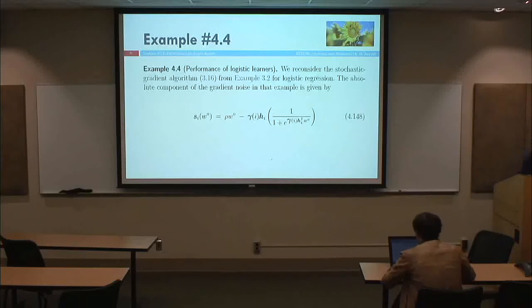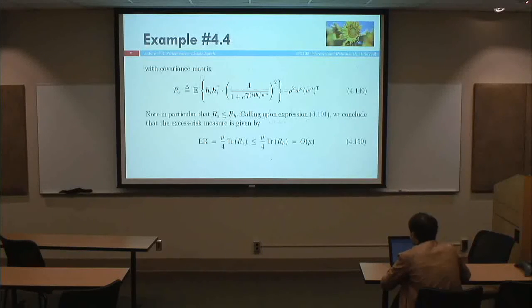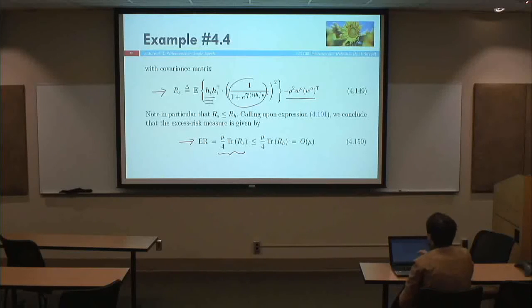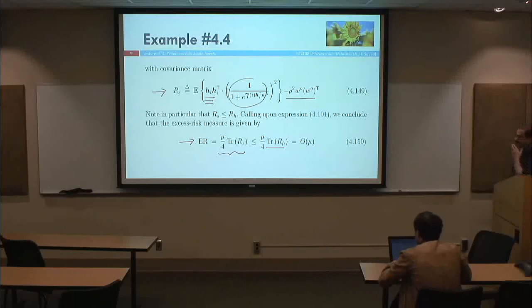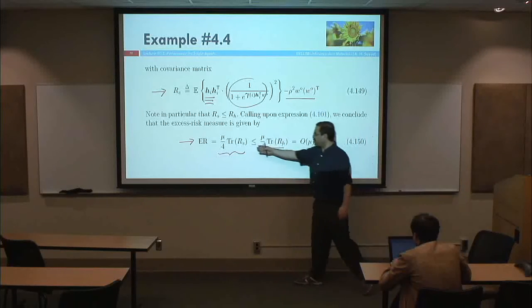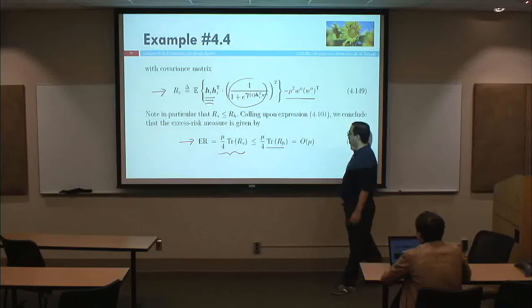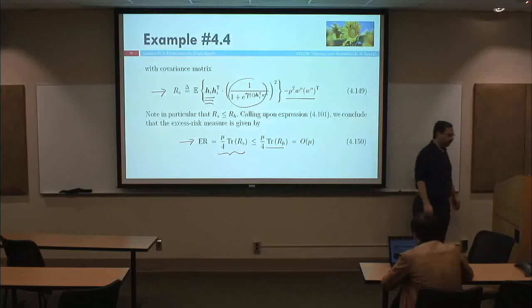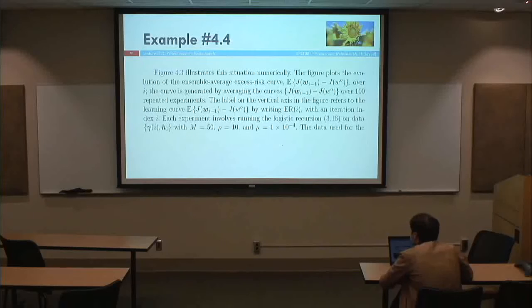So this is the gradient noise, and then we can evaluate its covariance matrix. Again, this term is missing. There it is. And therefore, the excess risk in this case, from the theorem, depends on the trace of R_S, which, by the way, since this is less than 1, is less than the trace of R_H in this example. So if you can find out what R_S is, then you can find the excess risk. Either way, it will be of the order of mu. This is for logistic regression.